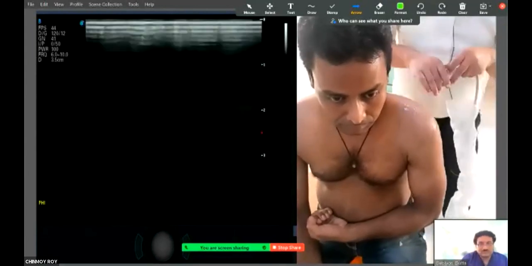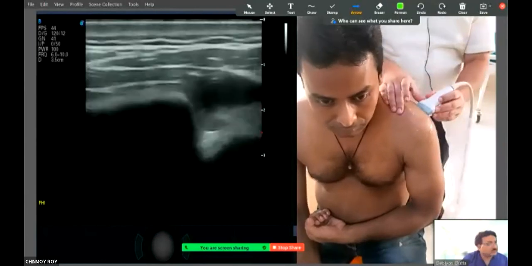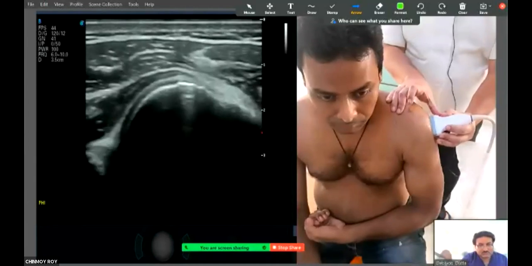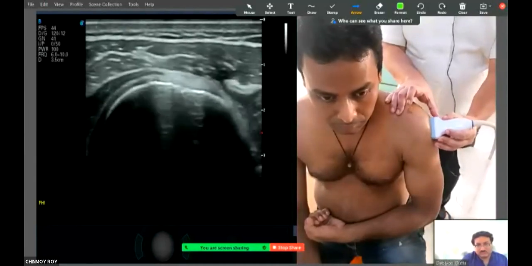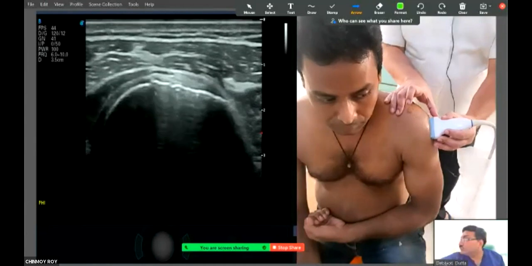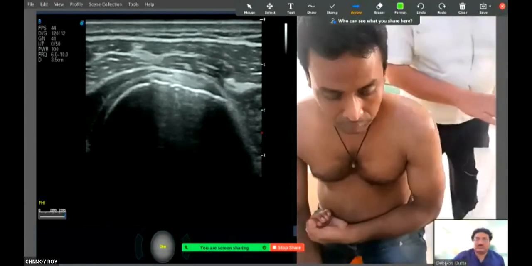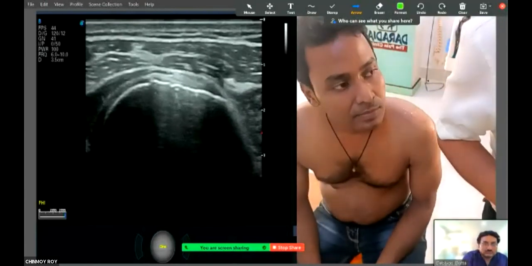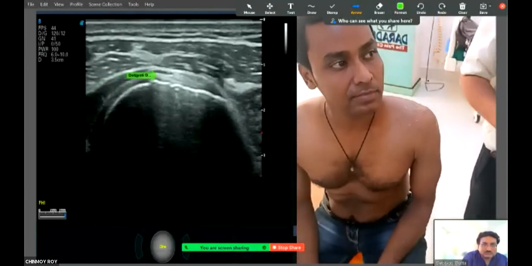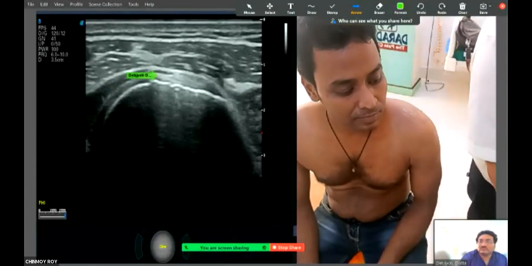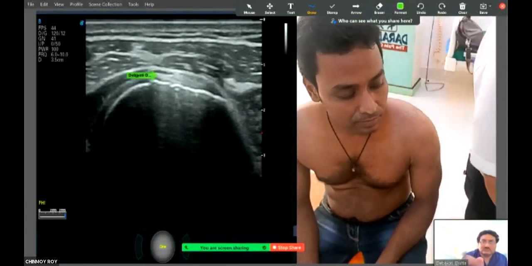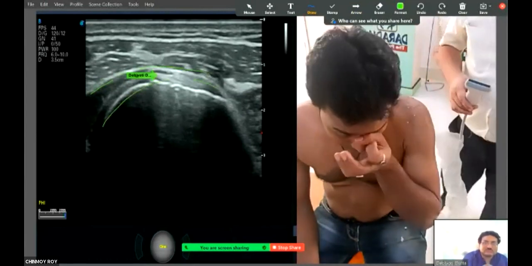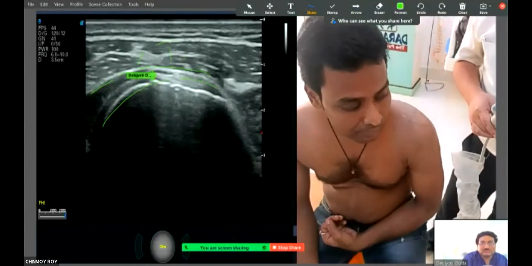It's a bit sleeping. So, just freeze. Okay, so infraspinatus, this is the tendon, and this is the musculotendinous junction, white and black. Black part is the muscle, and this is the tendon.